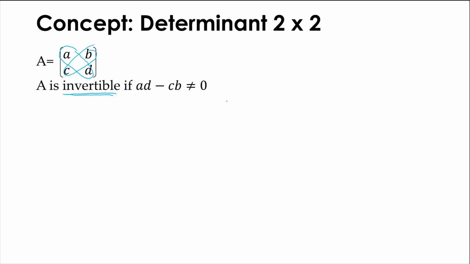Here are some ways that we write the determinant. And actually, this number right here, this AD minus BC, or CB, that is my determinant for a 2 by 2. So make sure you write that down. When we talk about determinants, we're talking about this number right here for a 2 by 2.